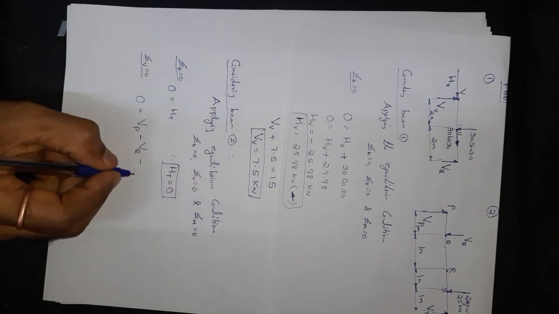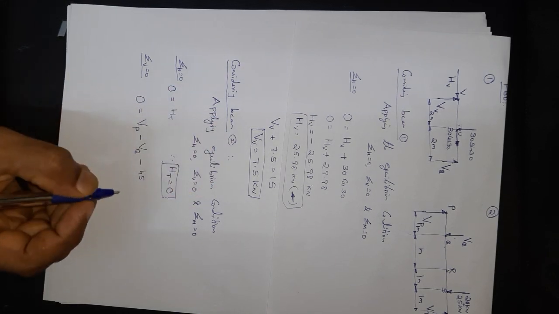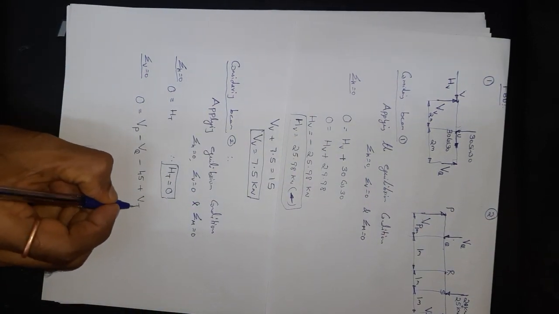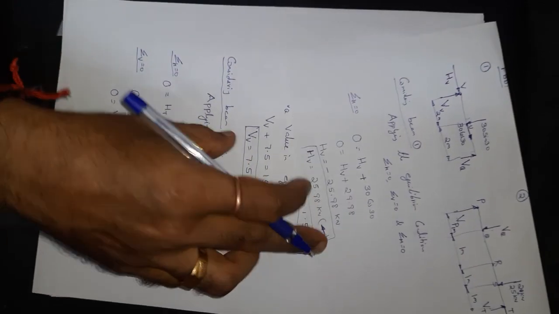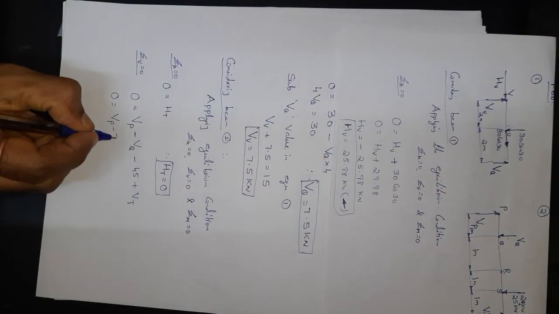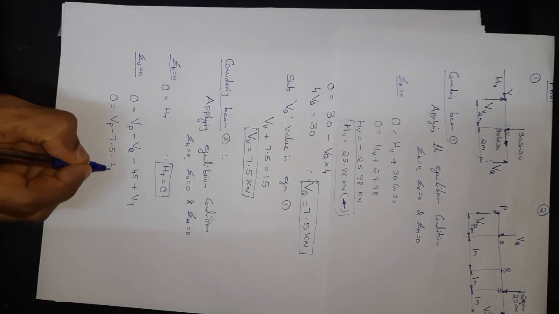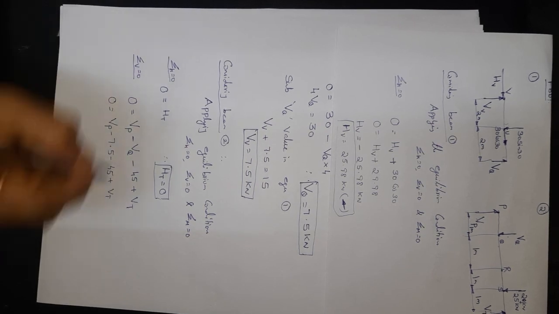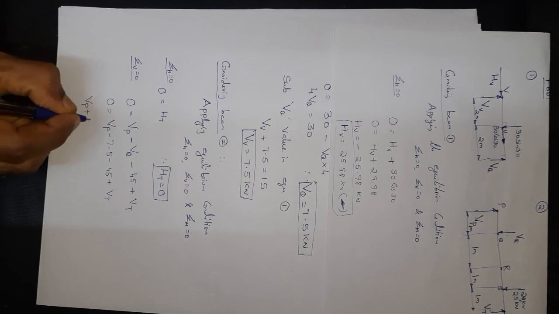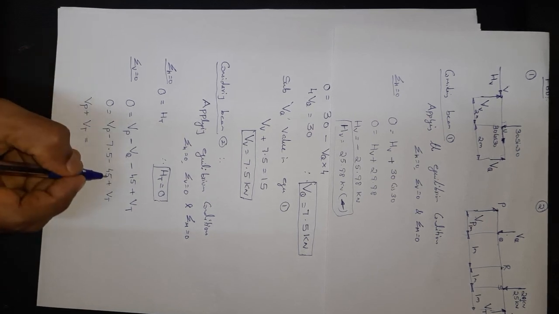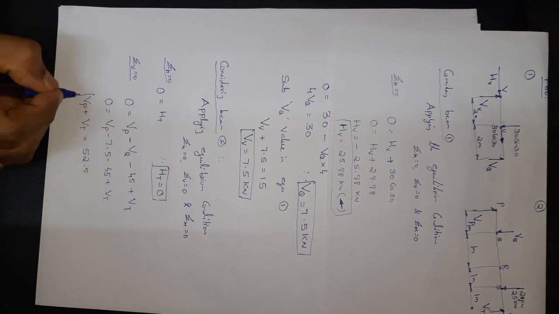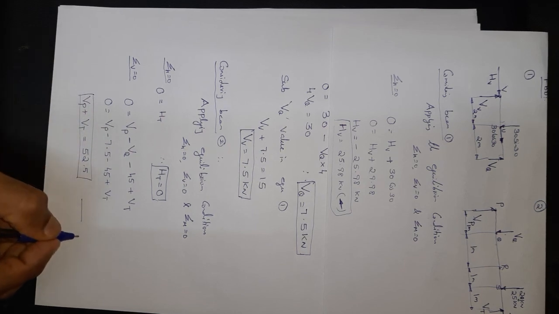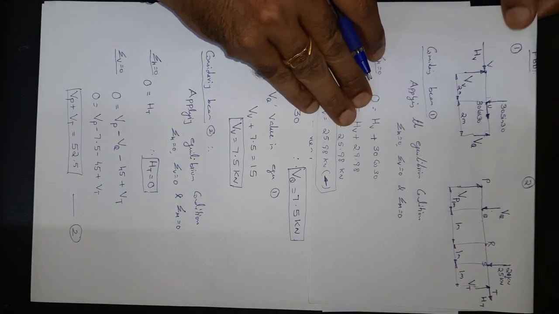So 20 plus 20, so which is 45. And look at here, this VT which is acting in the positive direction, so plus VT. 0 equal to VP minus VQ value, we already arrived here, right? VQ value is 7.5, so 7.5 minus 45 plus VT. So this can be rewritten as VP plus VT equal to 45 plus 7.5, which is 52.5, right? So 52.5. So as equation number 2. Got it?